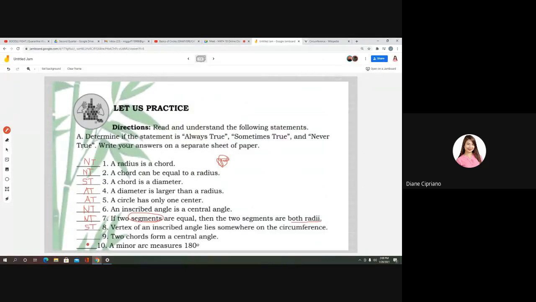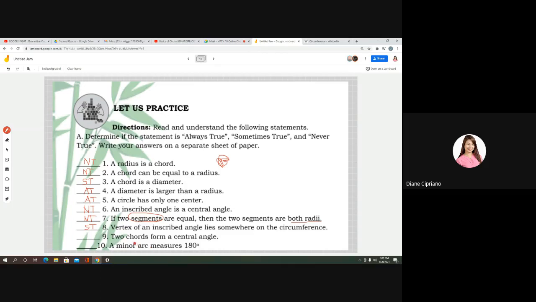Because we can conclude that if we come up with our final answer or with our circumference, some of the time, the given will be our guide to know if the inscribed angle lies on the edge of the circle. Meaning, kailangan niyo muna makuha yung circumference para ma-conclude na nakalay ba yung vertex ng inscribed angle doon sa circumference. So, it can be sometimes true.